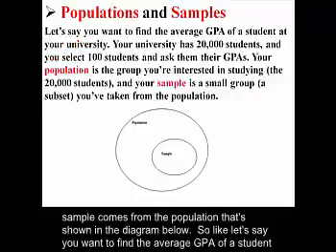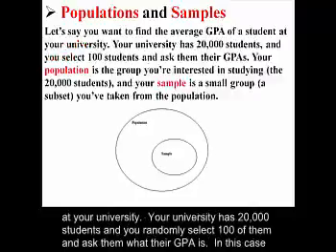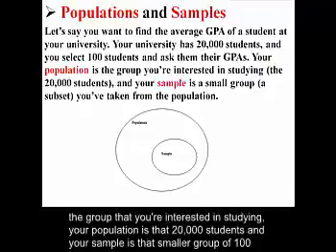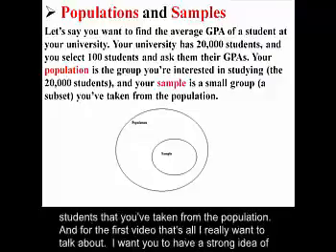So, let's say you want to find the average GPA of a student at your university. Your university has 20,000 students, and you randomly select 100 of them and ask them what their GPA is. In this case, the group that you're interested in studying, your population, is that 20,000 students, and your sample is that smaller group of 100 students that you've taken from the population.